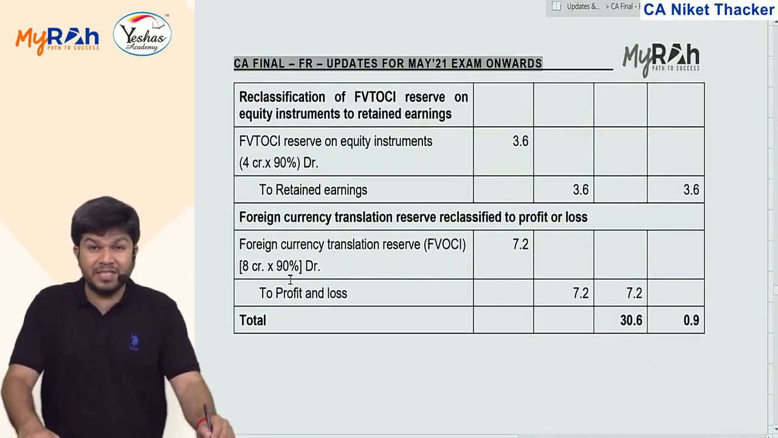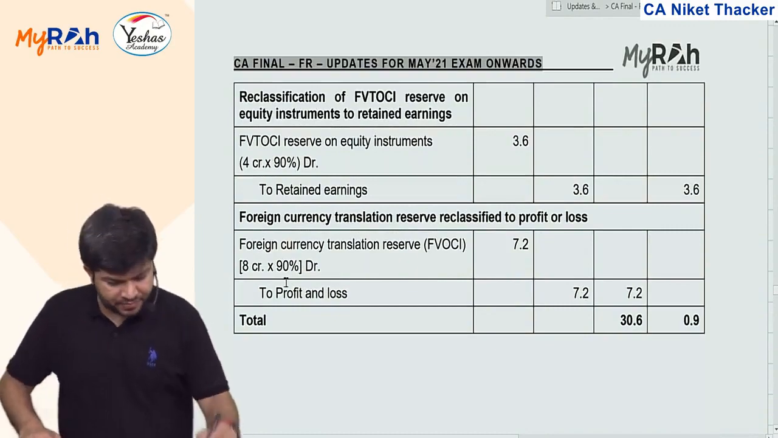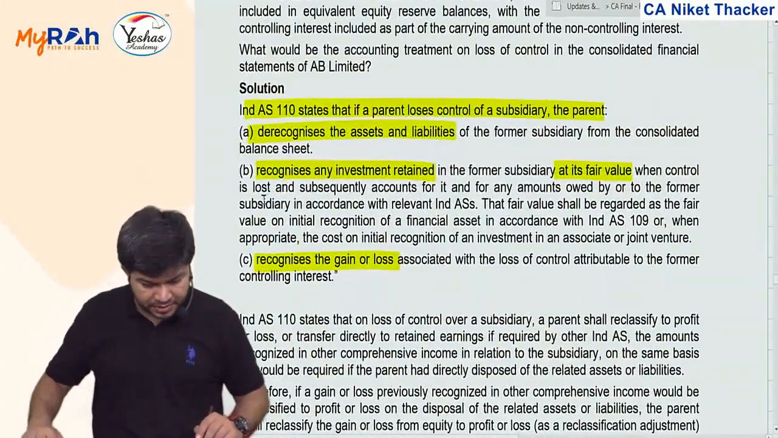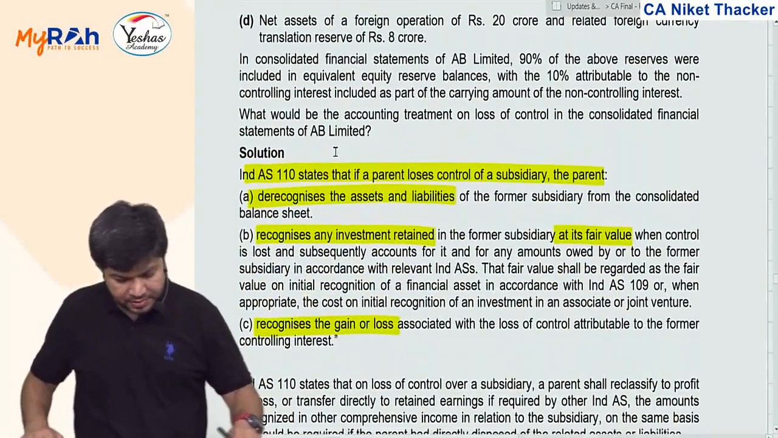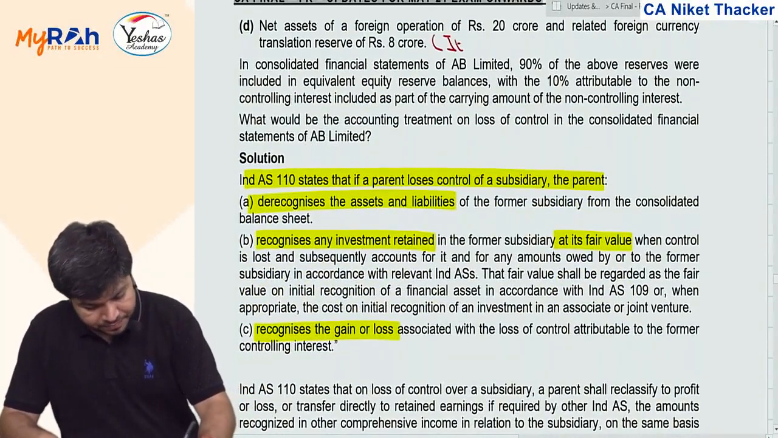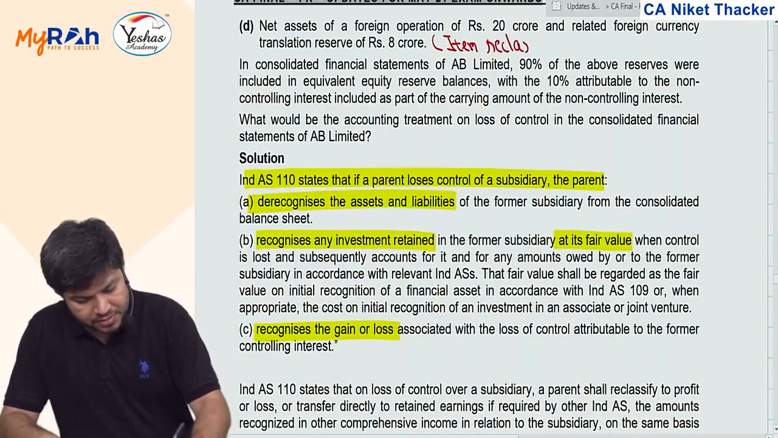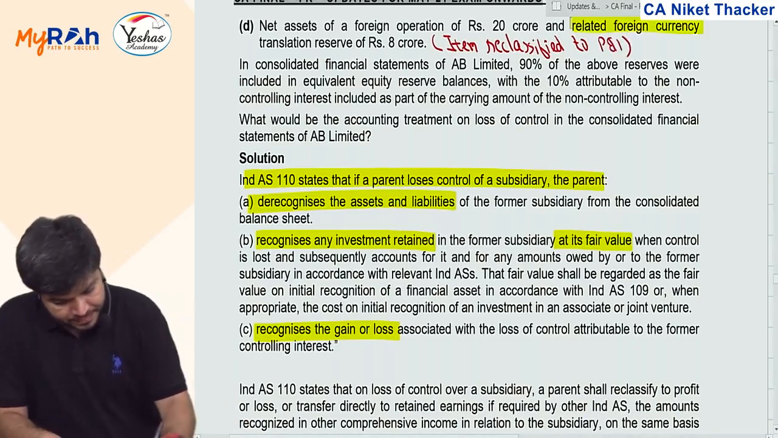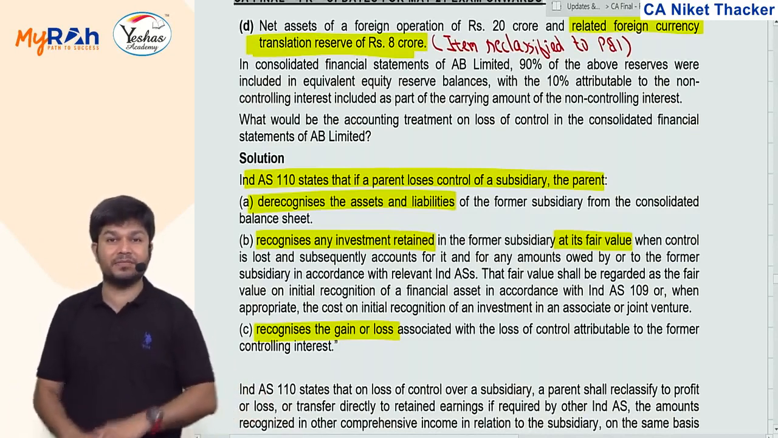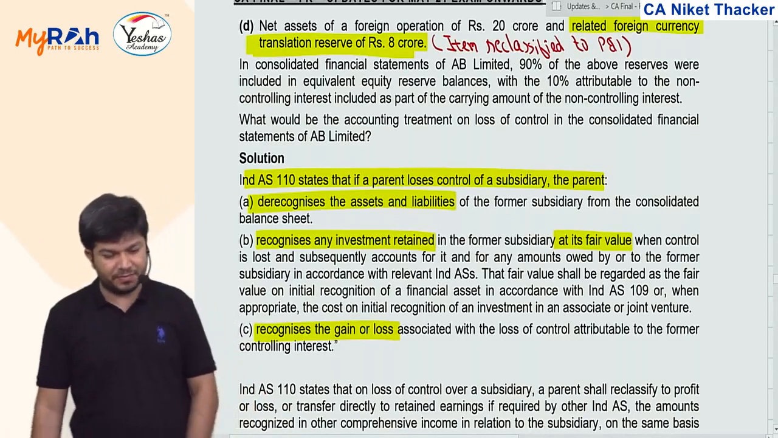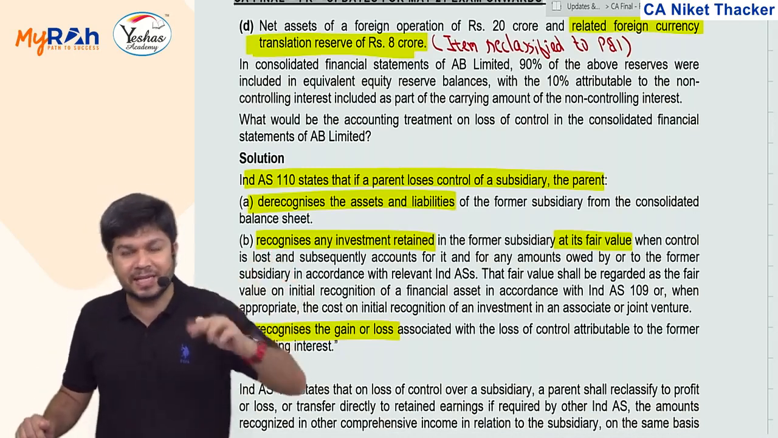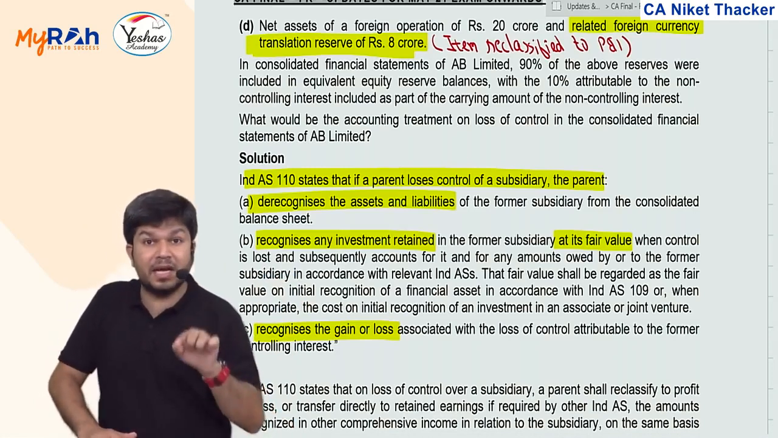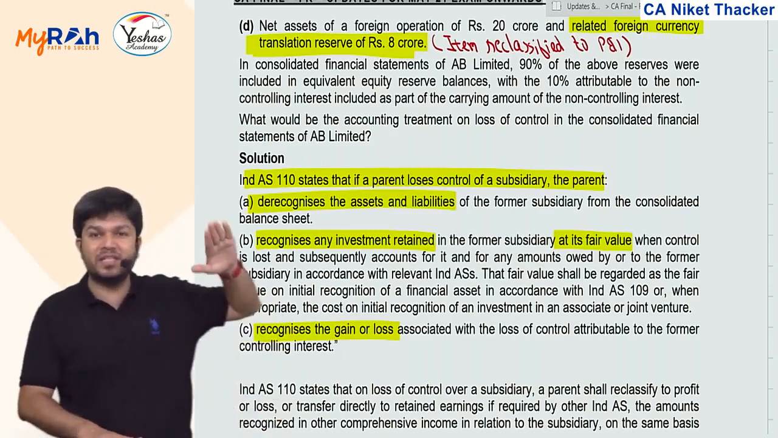FVT OCI related to equity, they go to retained earnings. This also will go to retained earnings. And last one, foreign currency translation reserve. This is an item reclassified to P&L. Okay, for the foreign currency, 10% of 8 is with NCI, 7.2. Debit this 7.2 to reserve, credit P&L. So 7.2 reserve will be debited, P&L will be credited. Its 10% is not lying here, it has gone in OCI.